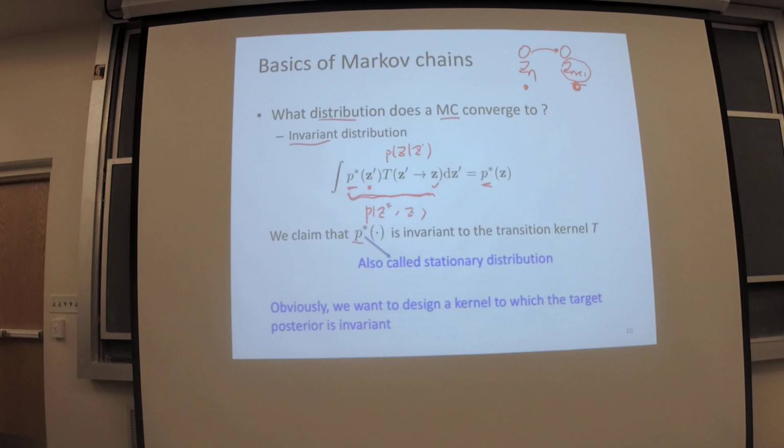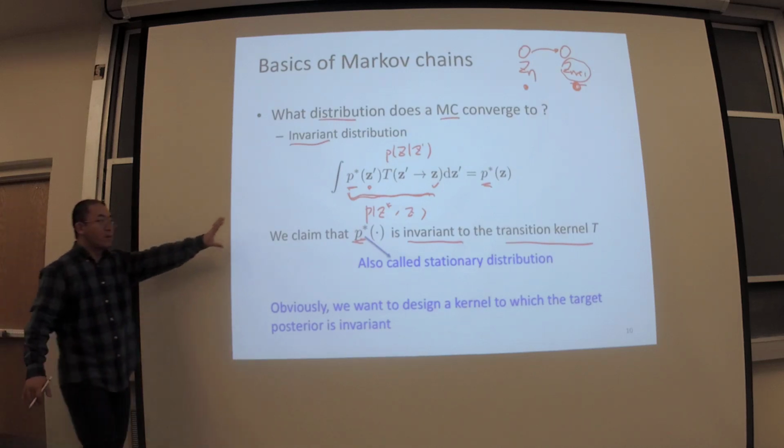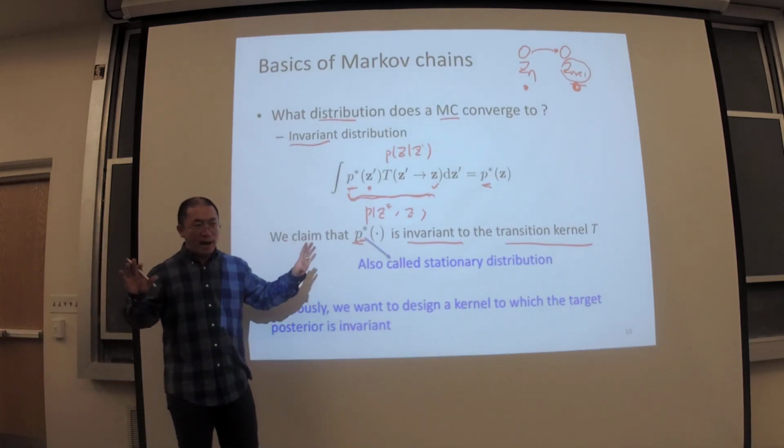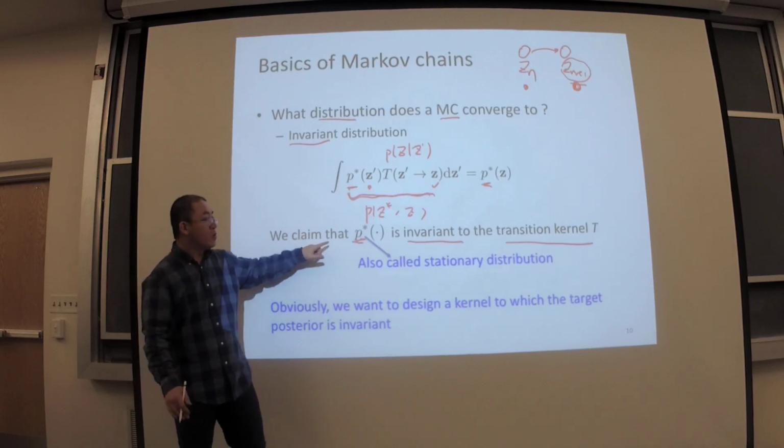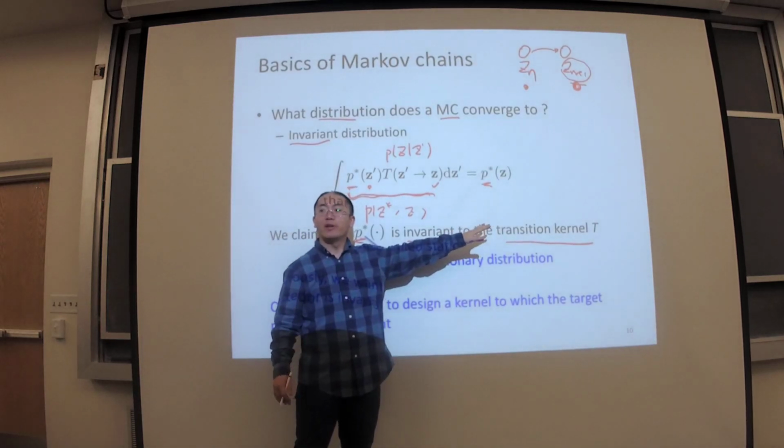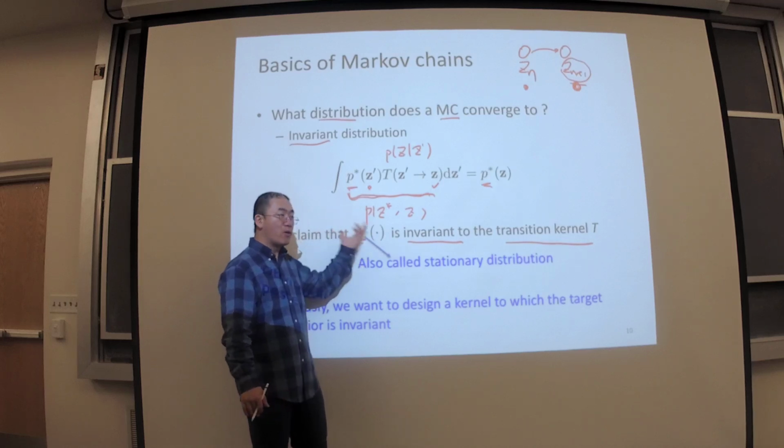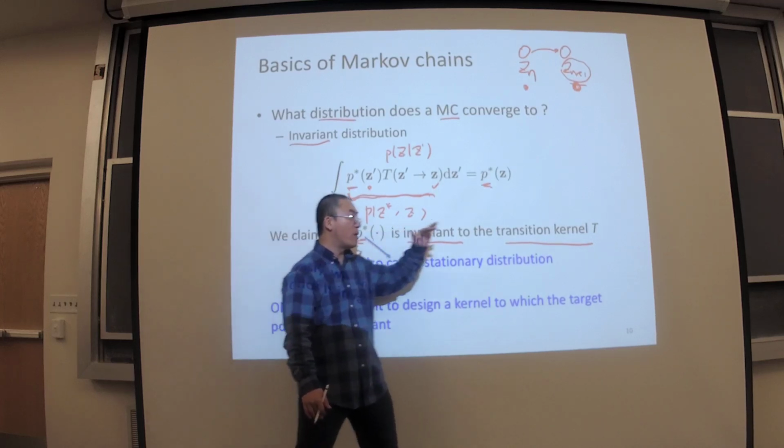And we claim that this P star is invariant to the transition kernel T. Basically, invariance is not some isolated concept. It must be associated with some transition kernel. Some distribution that we say is an invariant or stationary distribution must be with respect to some particular transition kernel.